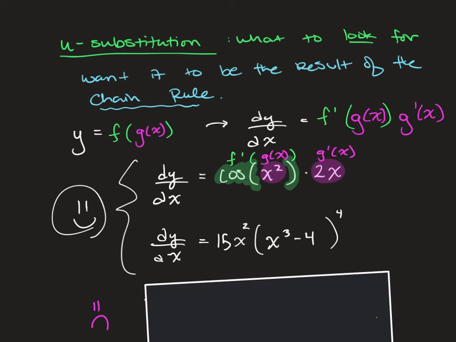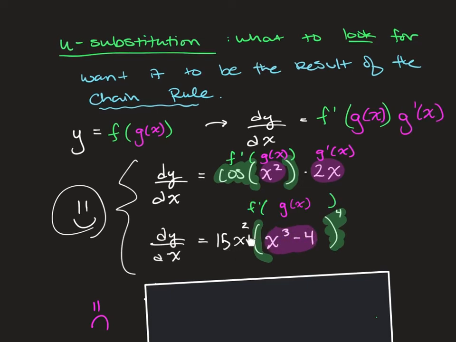Now this one's a little bit less obvious, but here's my f prime. Here's my g. And important to note, this isn't quite g prime. Like g prime would just be 3x squared. But the important thing is the x squared, and I do have the x squared here. So this is going to work. And somehow in here, this is going to be my g-ish, my kind of sort of g prime of x.